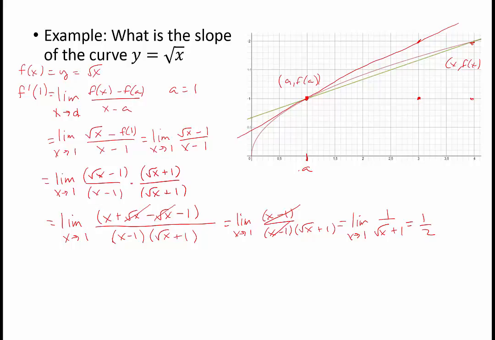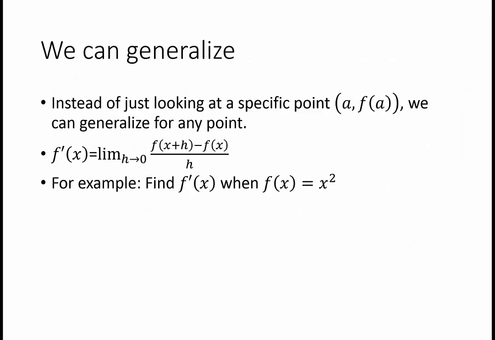So, when we see polynomials, I'll tend to use the h version of the derivative definition. When I see square roots and when I see fractions, I'll tend to use the a version, or the x minus a version. So now we did those two examples for specific points. I do want to mention here that we can generalize this for any function, and not just say for a particular point, but just say for any particular x. You'll see that the definition looks exactly the same.